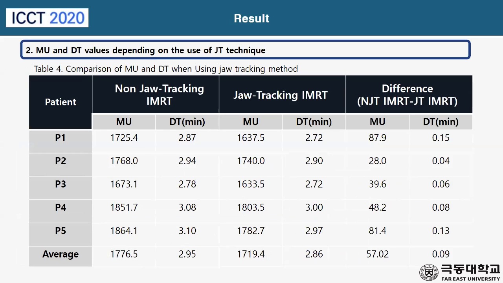Result 2. Monitor unit and delivery time value depending on the using of jaw tracking technique. Jaw tracking technique showed the mean difference in the monitor unit value of 77.02 monitor unit and the mean delivery time value of 0.092 minutes. Both of which were lower than those of the non-jaw tracking technique.